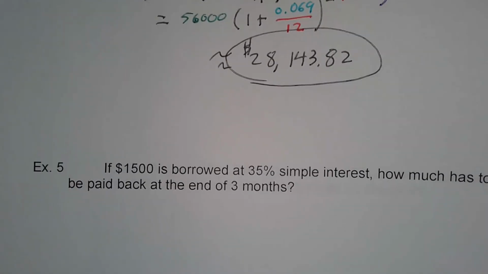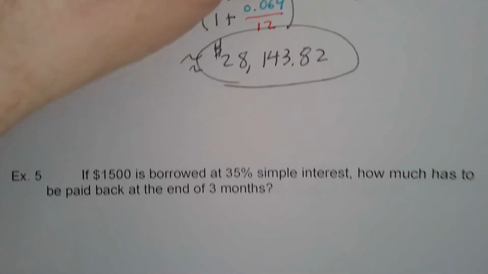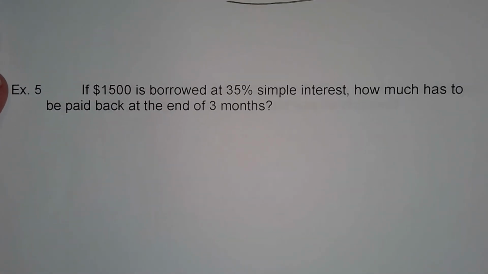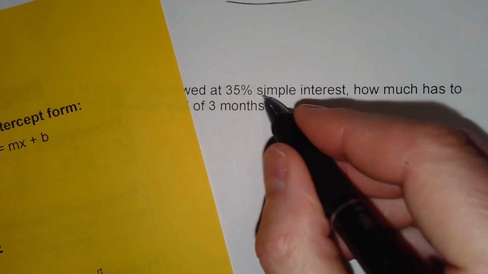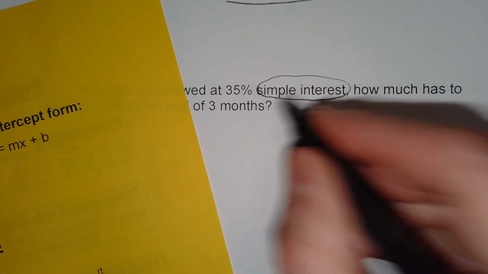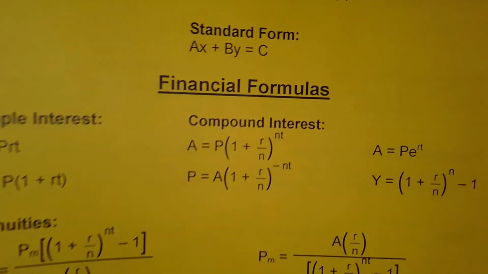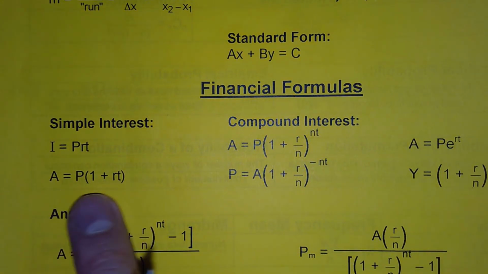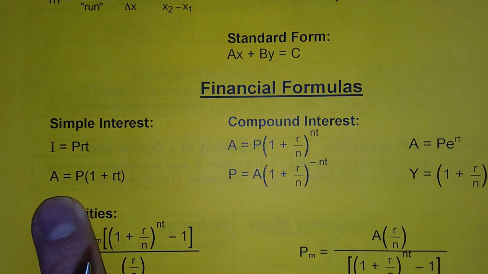Let's look at number 5. 1,500 is borrowed at 35% simple interest. How much has to be paid back at the end of 3 months? Well, the key word there is simple interest. So we're playing with this problem here. That's the formula we need to use because we want to know the amount that has to be paid back.